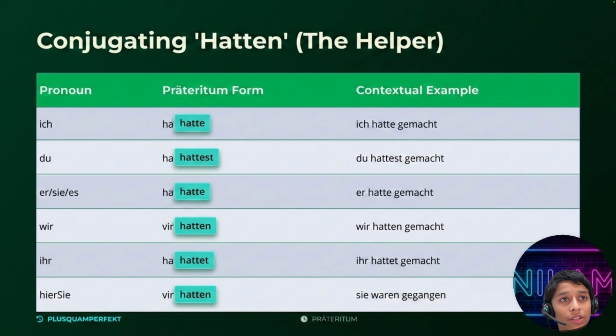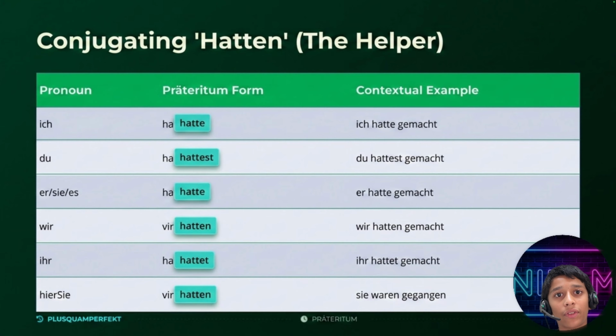Let's drill the conjugation of haben across all persons, because you need this to be automatic. Ich hatte, du hattest, er hatte, wir hatten, ihr hattet, sie hatten. Notice the pattern: it's the same endings you already know from every other preterite word. No ending for ich and er/sie/es, st for du, en for wir and sie, and t for ihr. Example in full: Ich hatte gemacht, I had made or done. Du hattest gemacht, you had made or done.